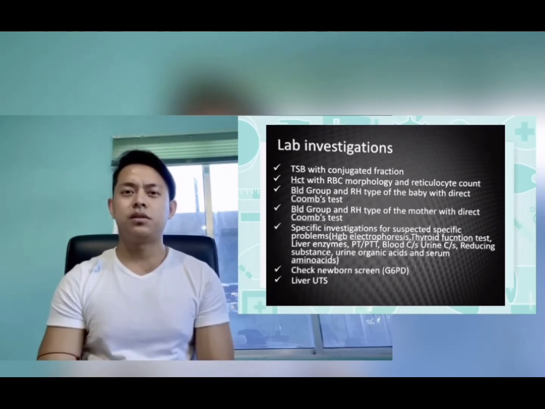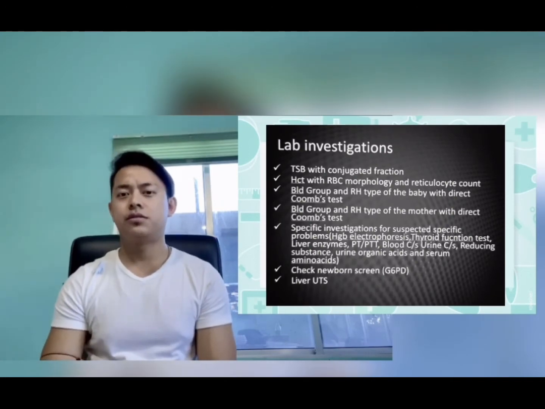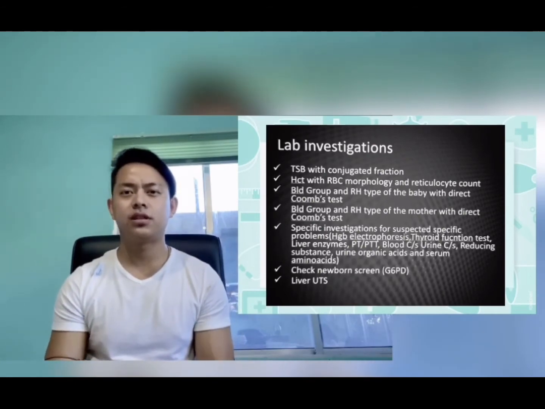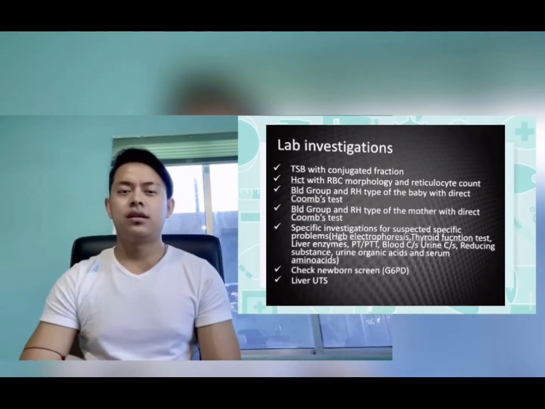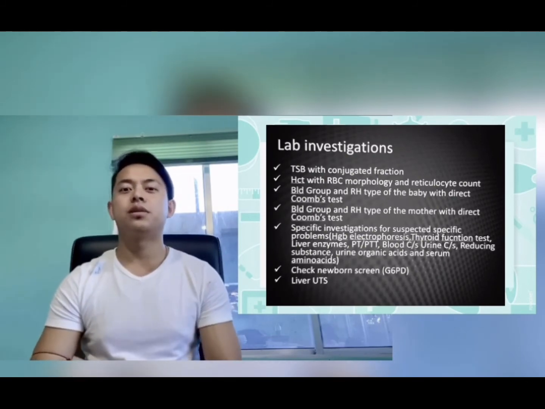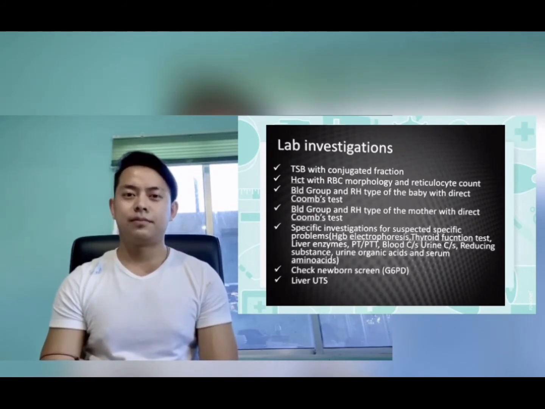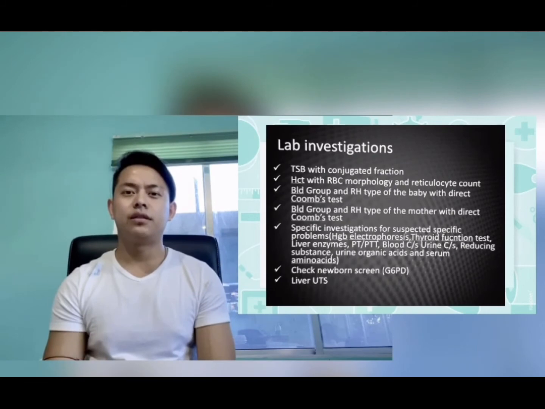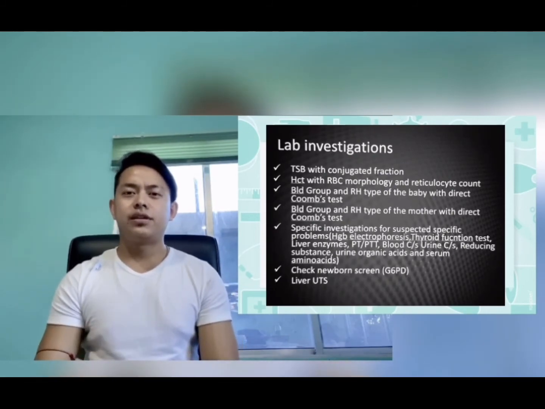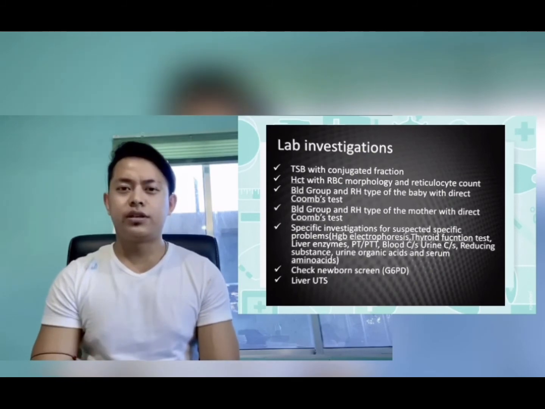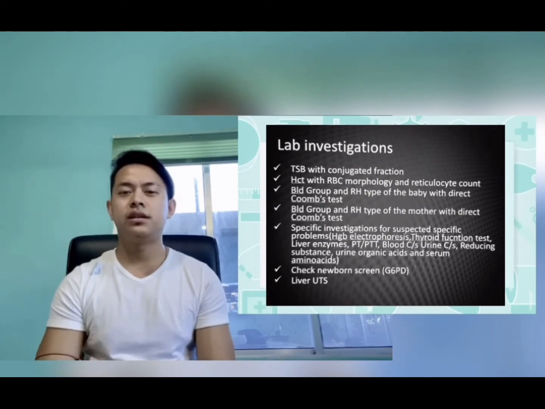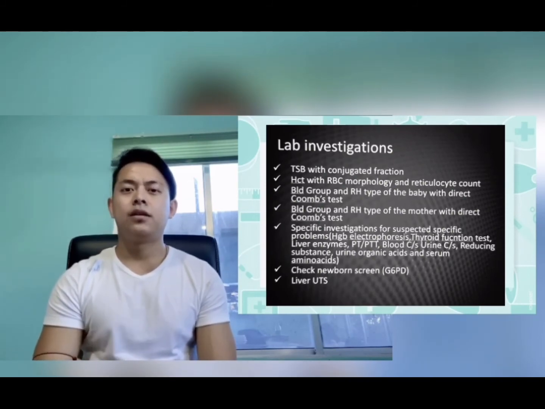And then come the specific investigations for suspected specific problems, like hemoglobin electrophoresis, thyroid function test, liver enzymes, prothrombin time and partial thromboplastin time, and urine culture. And then we have to check for blood culture, reducing substances that contain sugar, urine organic acids and serum amino acids. And then we have to check the newborn screen for G6PD, that is glucose 6-phosphate dehydrogenase deficiency, and the UTS, that is the urine toxicology screen.